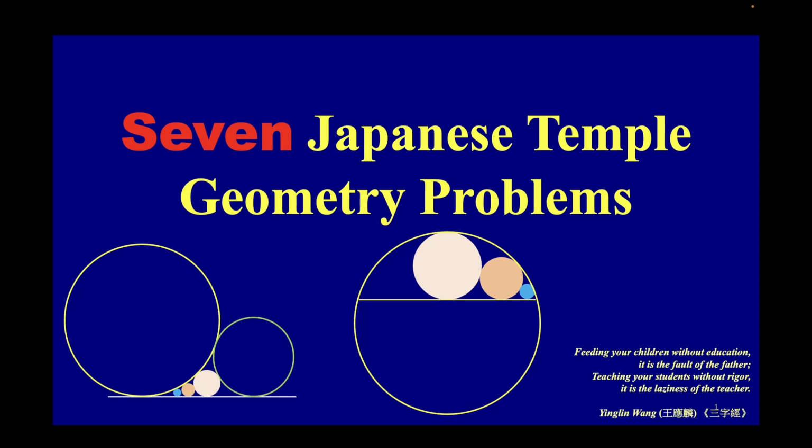Hello, this is the third lecture on elementary geometry. This time, we're going to present to you 7 Japanese temple geometry problems. These 7 problems are actually related. The first set involves 2 tangent circles and a common tangent line.